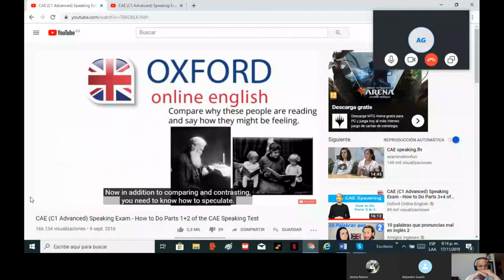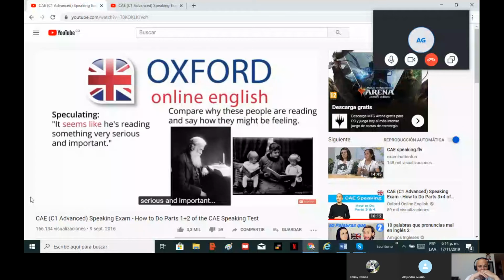Now, in addition to comparing and contrasting, you need to know how to speculate. You shouldn't just say what you see. You also need to talk about the ideas and possibilities that the picture represents. Some useful structures include might, perhaps, maybe, it seems like. For example, it seems like he's reading something very serious and important. Perhaps she's reading the children a fairy story.